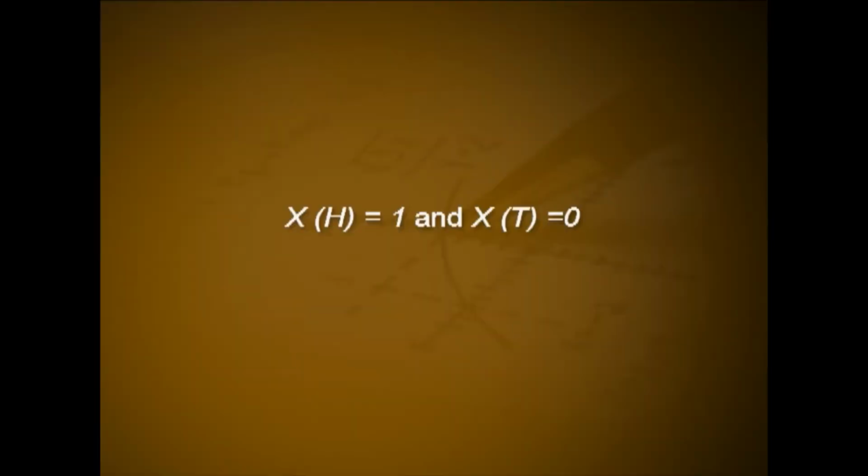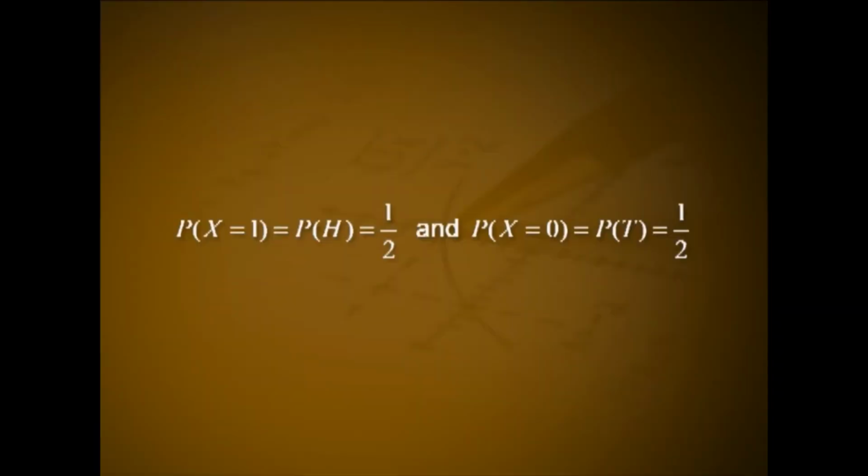Consider a random experiment of tossing a coin. The sample space is the set S = {H, T}. Suppose we are interested in the outcome of the toss. It can be H or T. Let X denote the outcome such that X is equal to 1 when H happens and X is equal to 0 when tail happens. That is, X of H equals 1 and X of T equals 0. Now, X is a real valued function defined from the sample space S.